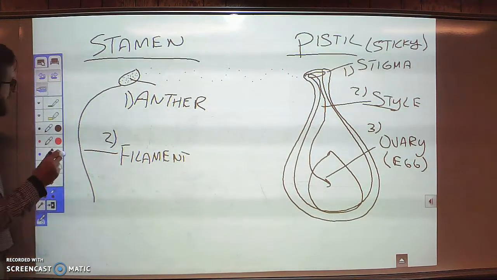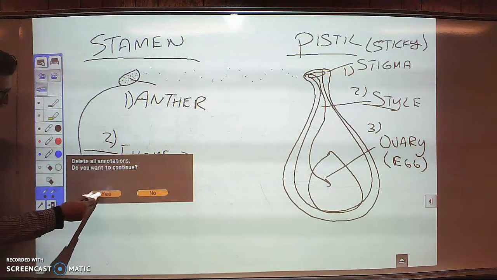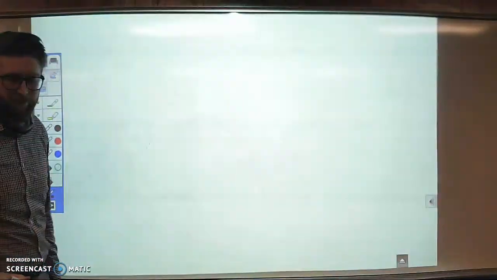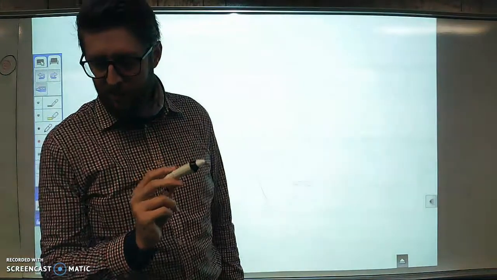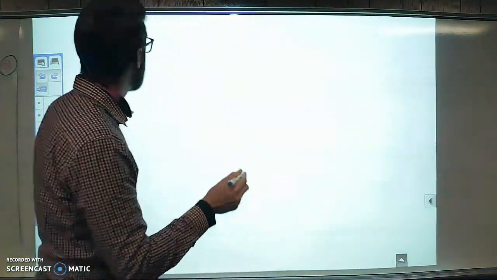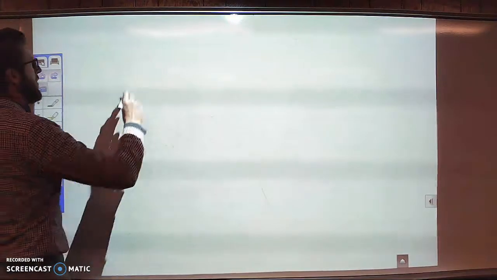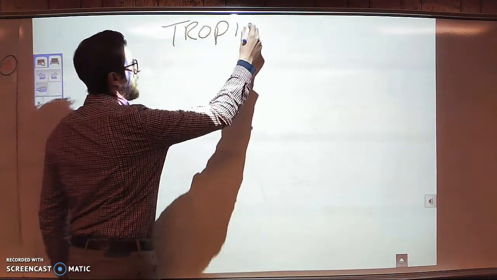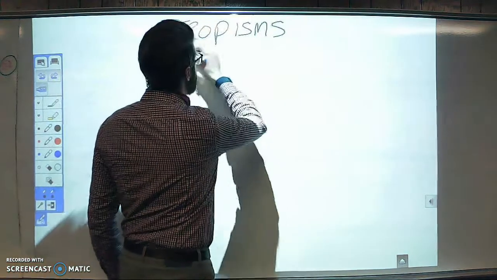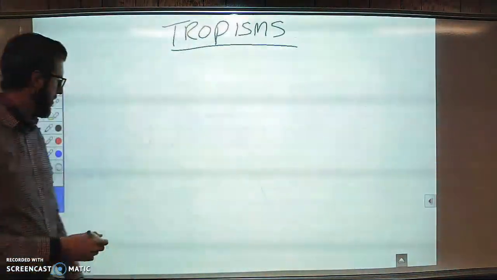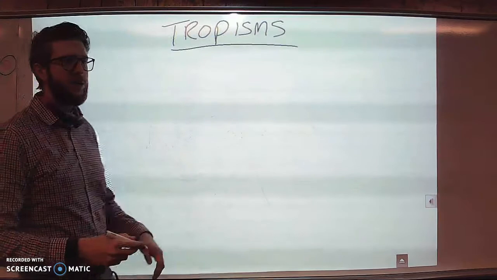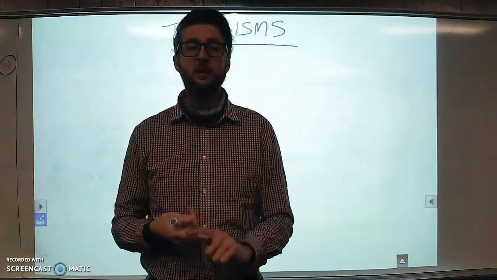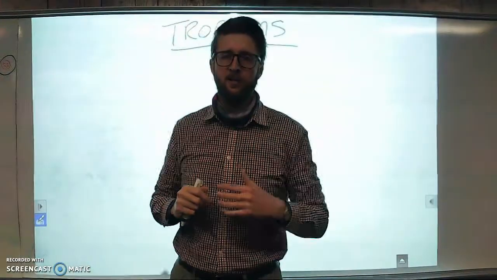All right. So moving on from that. So we talked about the three systems. Now I want to talk to you about tropisms. First of all, what is a tropism? Well, a tropism is a method in which the plant reacts to a stimulus. A stimulus is something that happens in the environment.